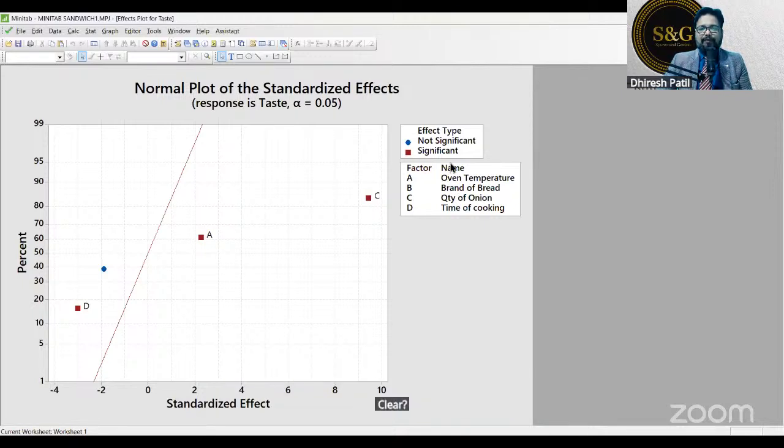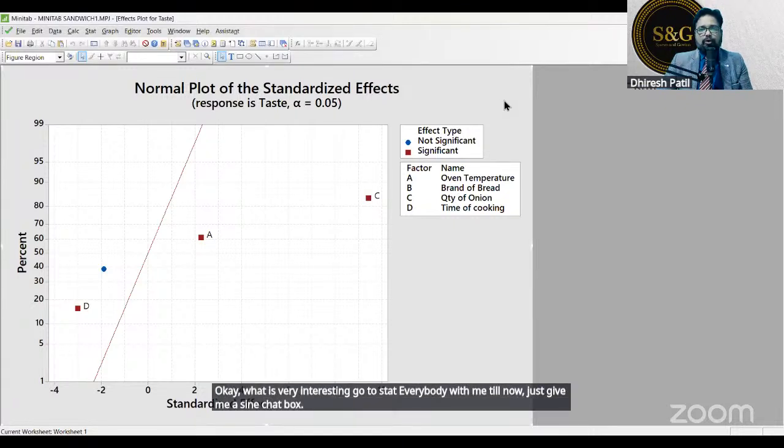Now there is something very interesting. What is very interesting? Go to Stat. Everybody with me till now? Just give me yes in the chat box. Is everybody with me?